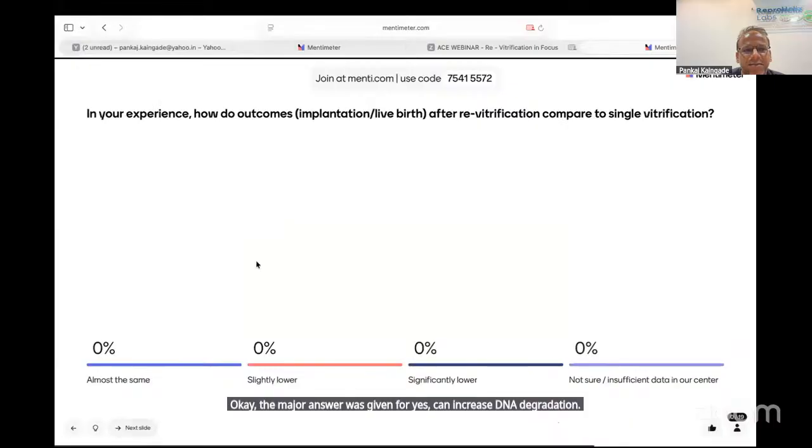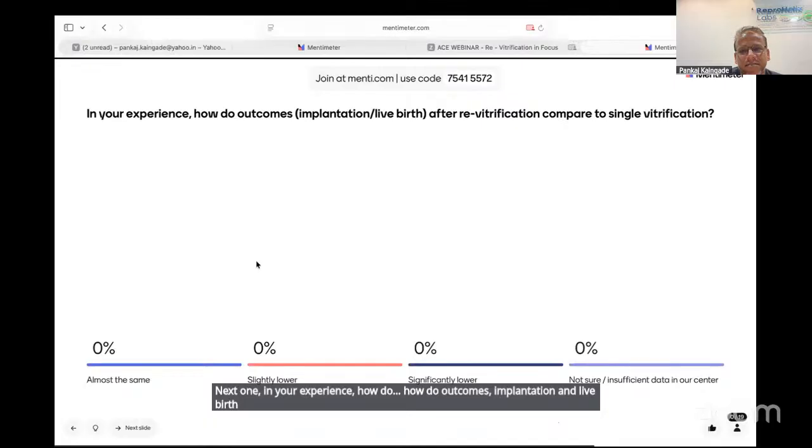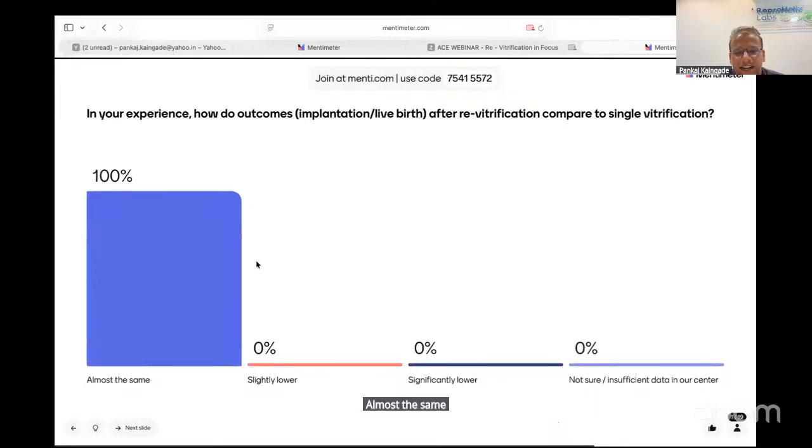The next one: in your experience, how do outcomes, implantation or live birth rates after revitrification, compare to single vitrification? Almost the same, slightly lower, significantly lower, or not sure, insufficient data in our center.